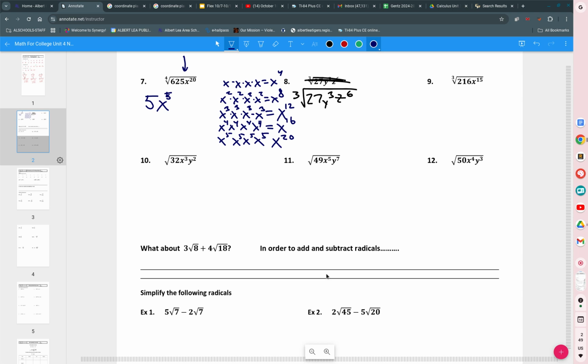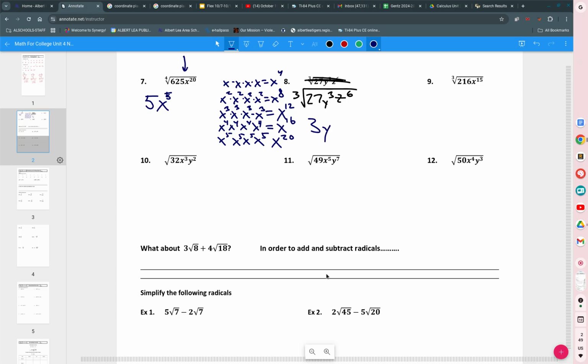The next one, what's the cube root of 27? What number do we multiply 3 times to get 27? 3. Y cubed. What thing do you multiply together 3 times to get y cubed?